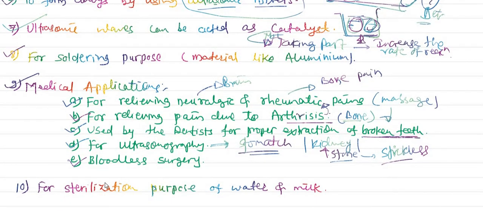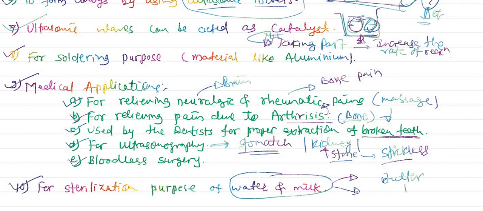And one more is sterilization of water and milk. The sterilization by ultrasonic waves we have already seen, but in the food industry also, water and milk, we generally see milk, right? Milk, Amul butter and all these things. In those industries, from what we know, buttermilk we have to shake very well, we have to stir very well, so that we can take out the butter and all.